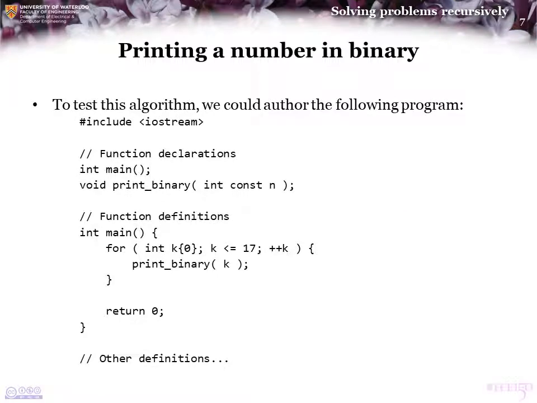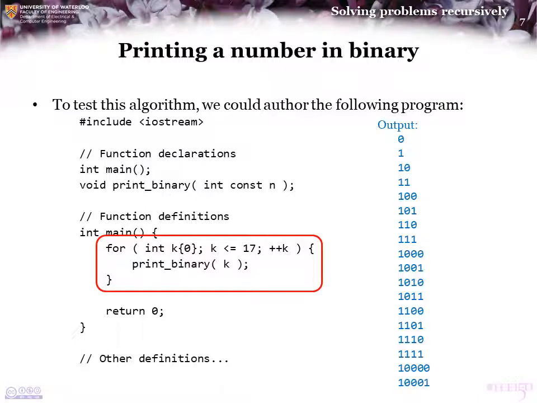Now, to test this implementation, we could author the following program. So in this program, we are simply going to print in binary every single number between 0 and 17. Now, if we run this program, we get an output equal to what we expect.